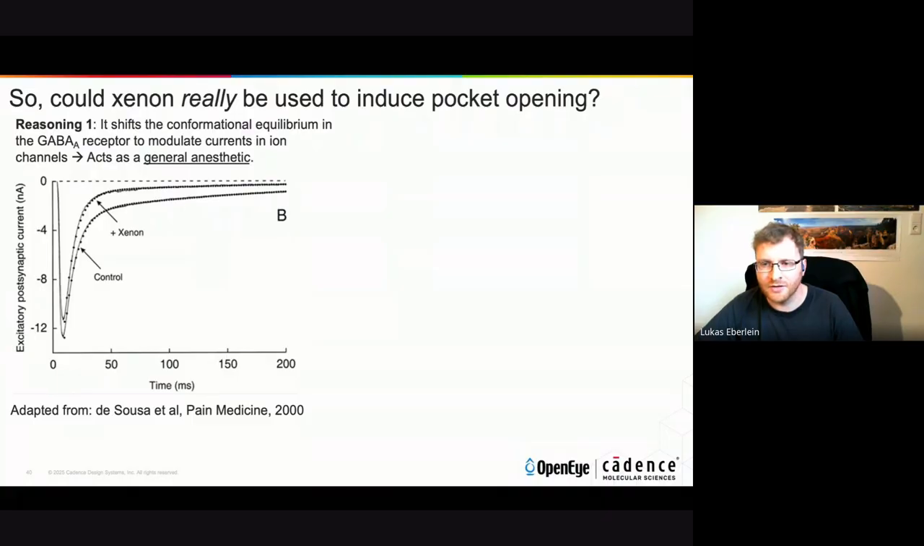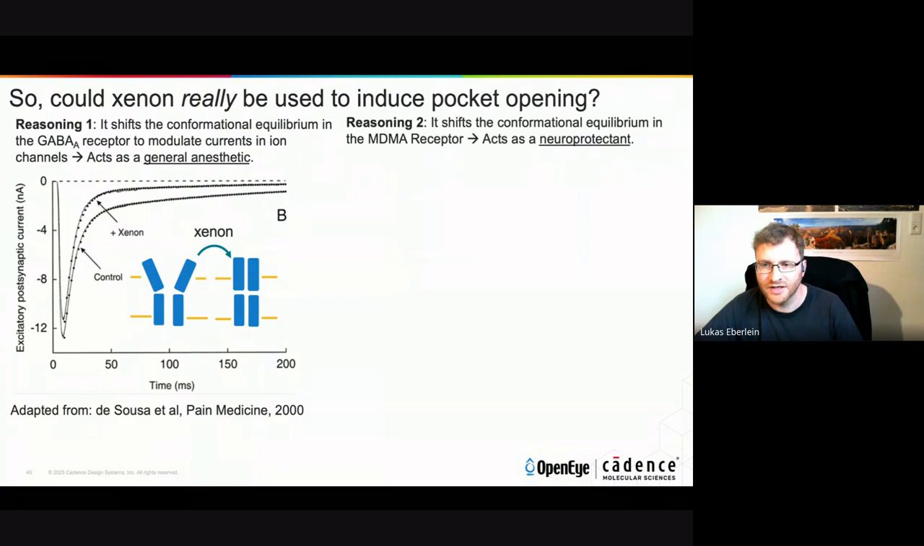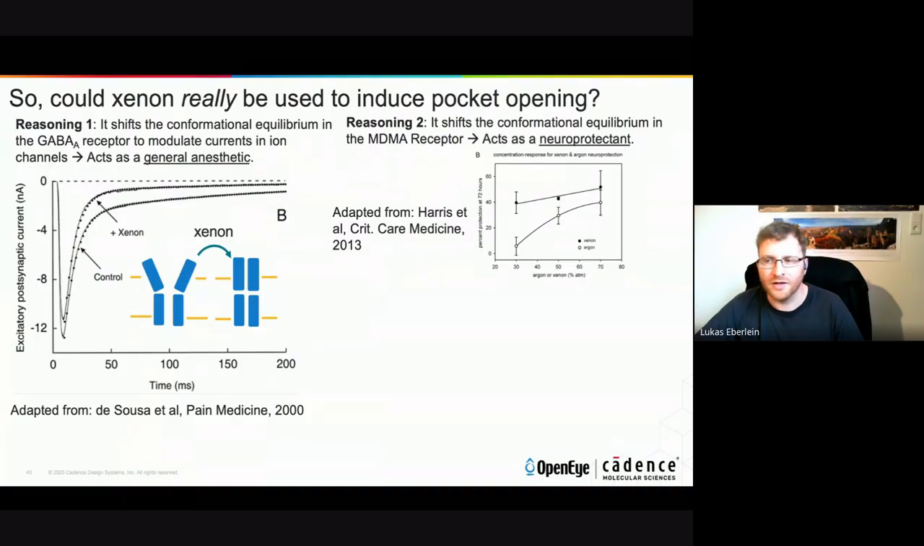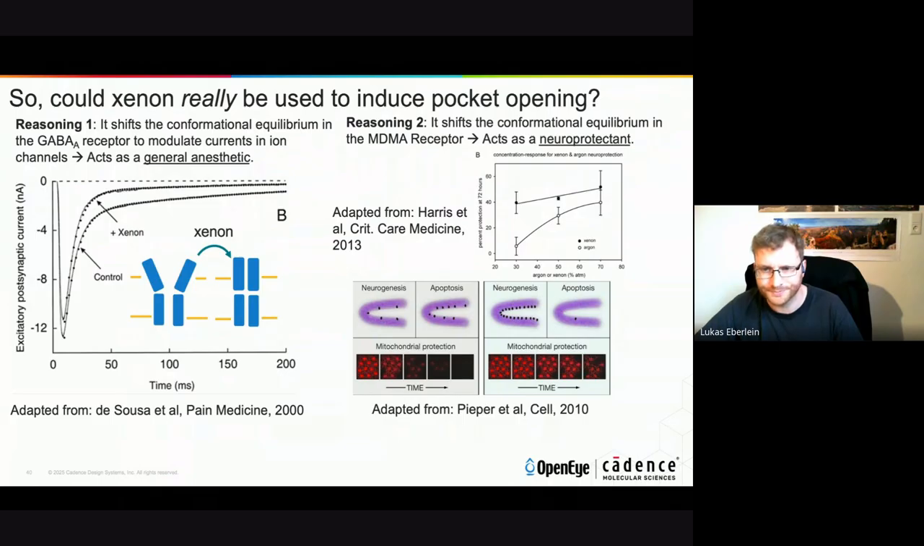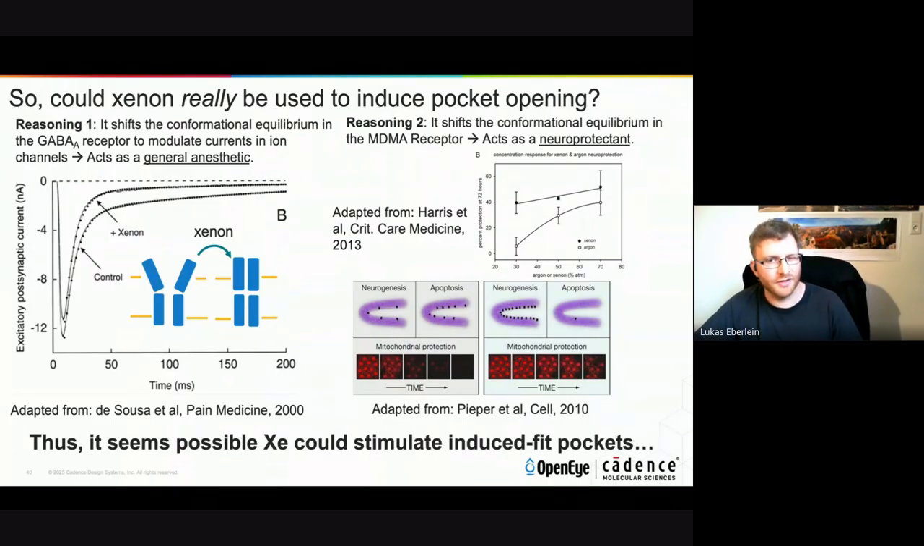Another aspect is that we think xenon acts as a neural protectant. Xenon promotes neurogenesis and it prevents apoptosis. Because of that, we know that it has some interactions with proteins that cause a dramatic shift in their conformational equilibria. And because of these two findings taken together, we think that xenon could potentially stimulate pocket opening through an induced fit mechanism.